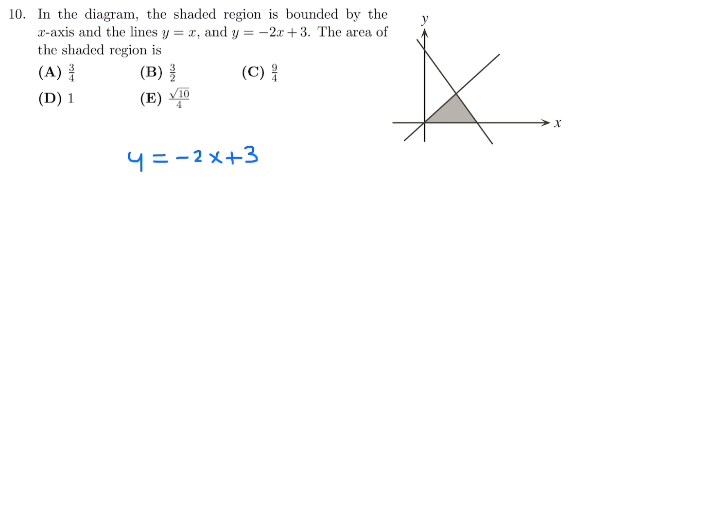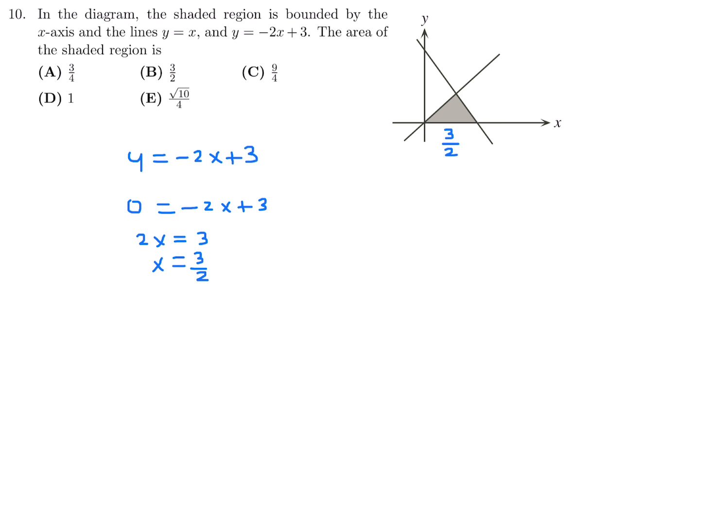I've got to figure out basically the coordinate of x. So it's the x-intercept. For the x-intercept, set y to 0. Minus 2x plus 3 equals 0, so 2x equals 3, and therefore x is equal to 3 over 2. So that's the first very important piece of information. That distance is 3 over 2.